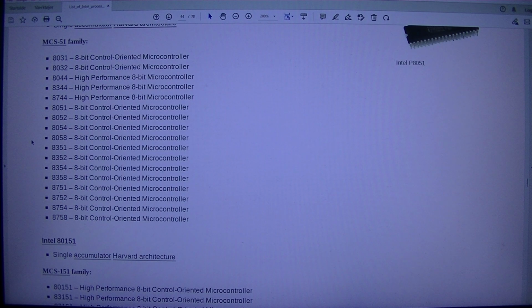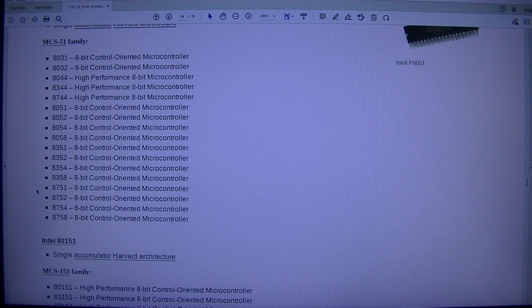8352 8-bit control-oriented microcontroller. 8354 8-bit control-oriented microcontroller. 8358 8-bit control-oriented microcontroller. 8751 8-bit control-oriented microcontroller. 8752 8-bit control-oriented microcontroller. 8754 8-bit control-oriented microcontroller.